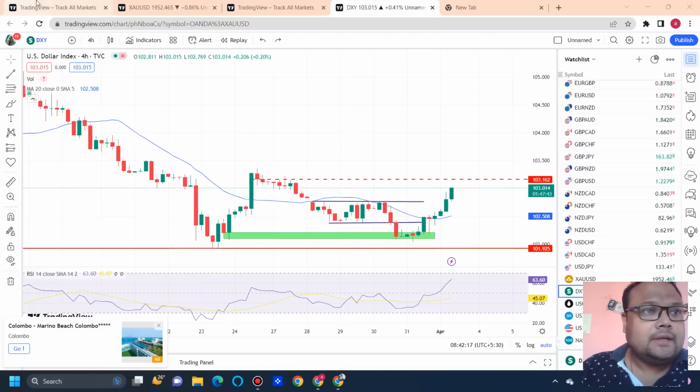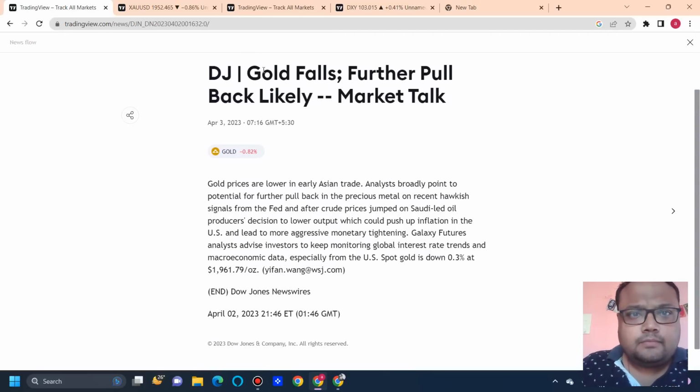And we can see that there's news that gold falls further, pullback likely. Gold prices are lower in early Asian trade. Analysts broadly point to potential for further pullback in the precious metal on recent hawkish signals from the Fed, and after crude prices jumped on Saudi-led oil producers' decision to lower output, which could push up inflation in the US. Yes, oil is playing a big role here.